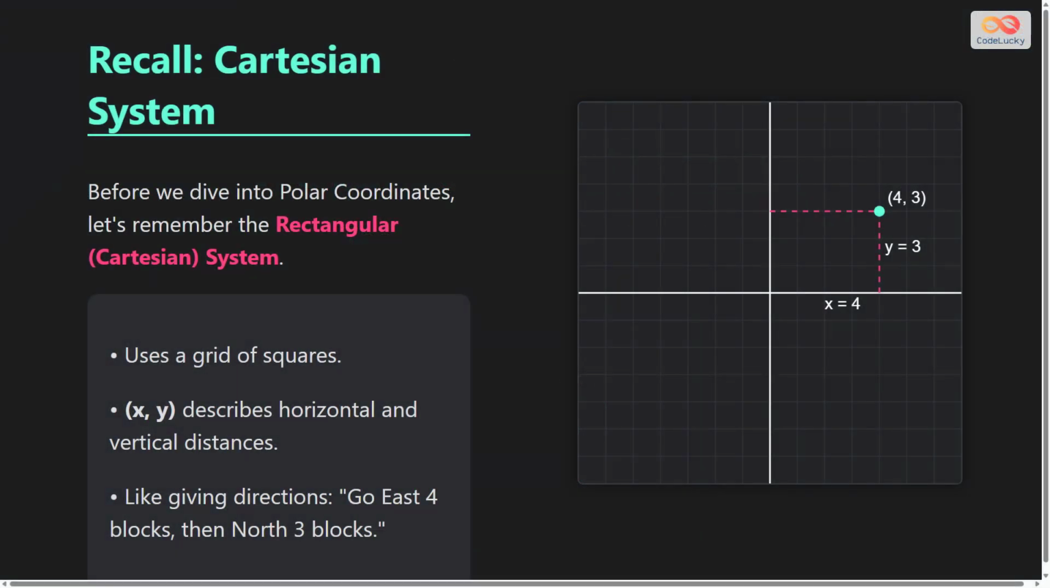Let's quickly recall the rectangular or Cartesian system we all know. It uses a grid of squares. To find a point, you move horizontally along x, and vertically along y. It is like giving city directions. Go east 4 blocks, then north 3 blocks. This works great for square shapes, but what about circles?